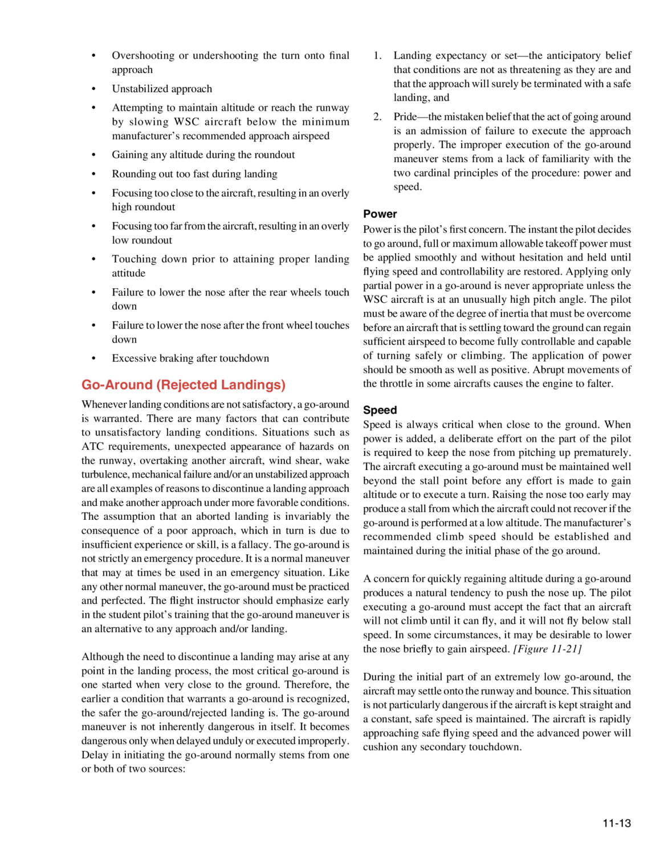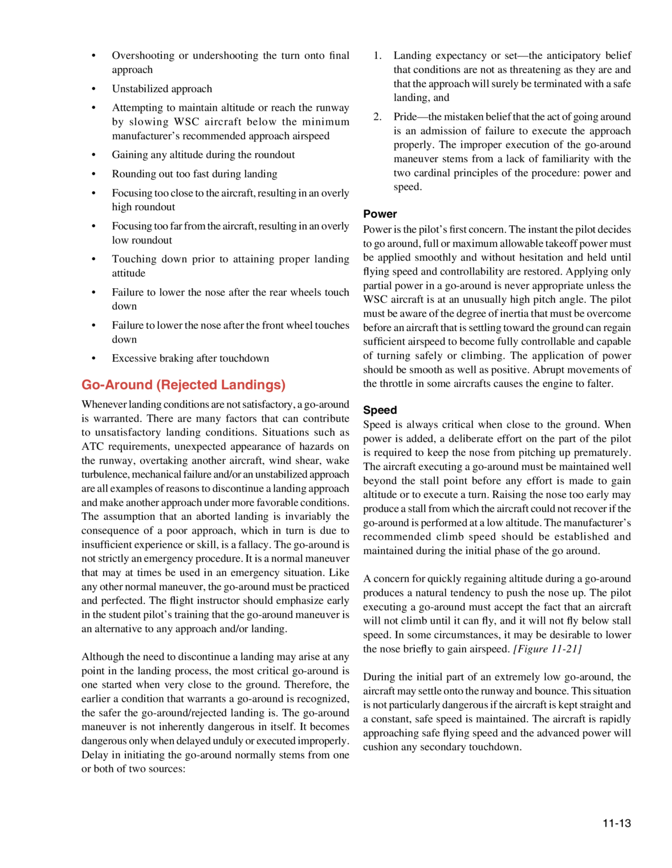Power is the pilot's first concern. The instant the pilot decides to go around, full or maximum allowable takeoff power must be applied smoothly and without hesitation and held until flying speed and controllability are restored. Applying only partial power in a go-around is never appropriate unless the WSC aircraft is at an unusually high pitch angle. The pilot must be aware of the degree of inertia that must be overcome before an aircraft that is settling toward the ground can regain sufficient airspeed to become fully controllable and capable of turning safely or climbing. The application of power should be smooth as well as positive. Abrupt movements of the throttle in some aircraft cause the engine to falter.